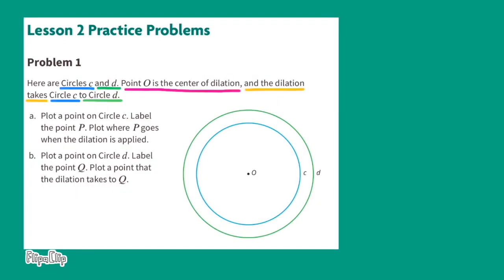Problem number 1. Here are circles C and D. Point O is the center of dilation, and the dilation takes circle C to circle D. A. Plot a point on circle C. Label the point P. Plot where P goes when the dilation is applied.